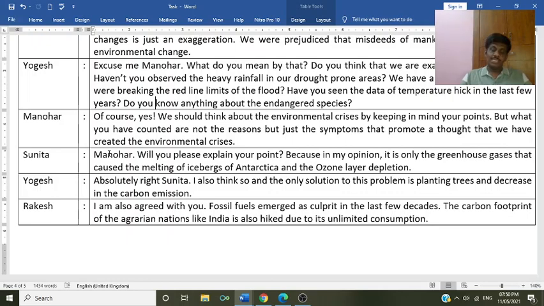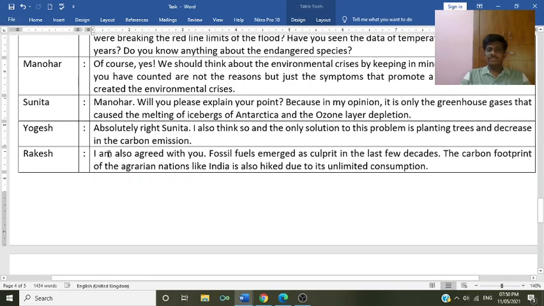So this is another point added by Sunita. Then Yogesh is speaking. Absolutely right, Sunita. I also think so. And the only solution to this problem is planting trees and a decrease in carbon emission. Rakesh, I also agree with you.